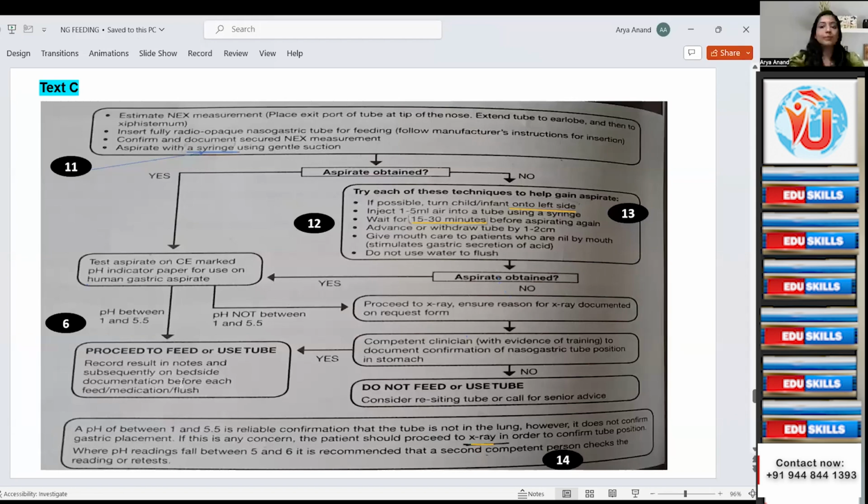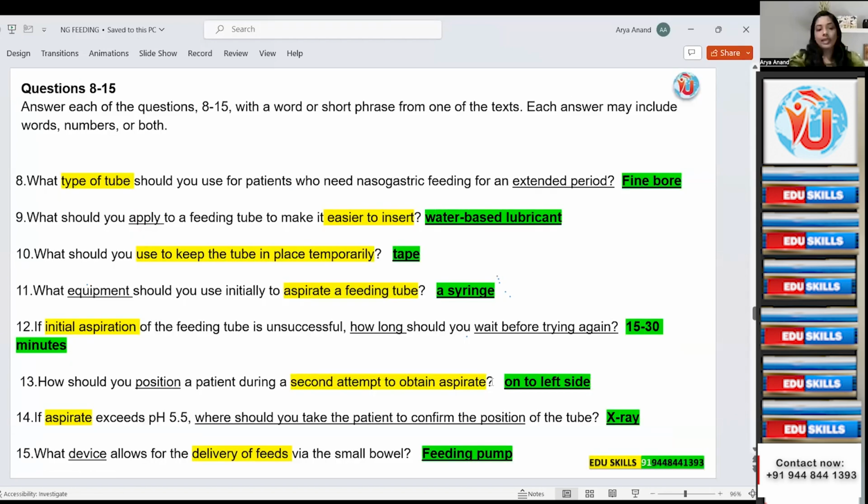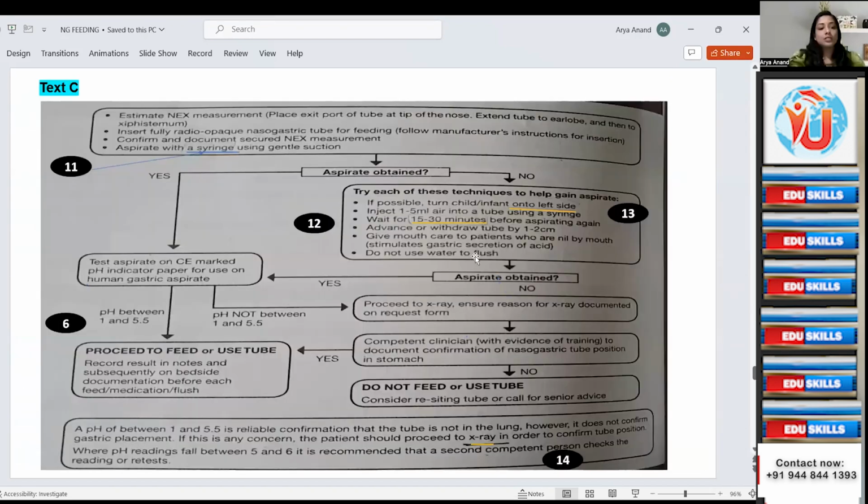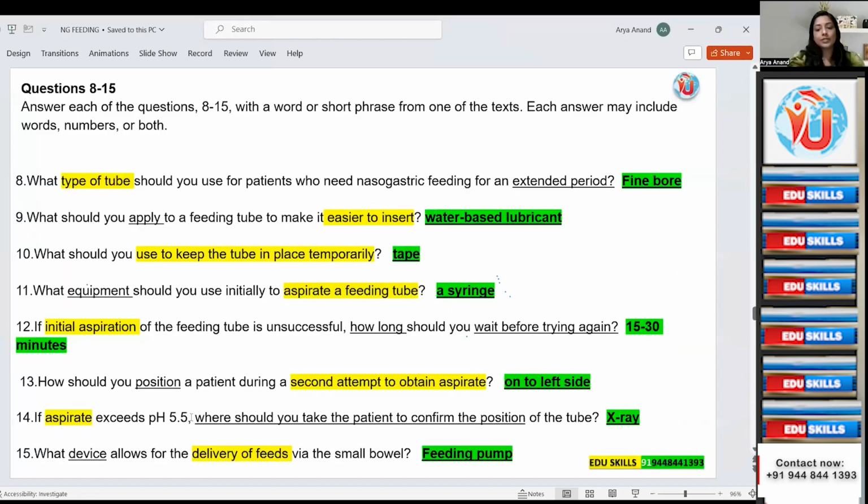Then, how should you position a patient during a second attempt to create aspirate? So, text is C. You can see here, try each of these techniques to help gain aspirate. If possible, turn child or infant onto left side. So, what position? Onto left side. Yes, you need to write onto left side. Onto is important to write, ma'am. Yes, onto left side.